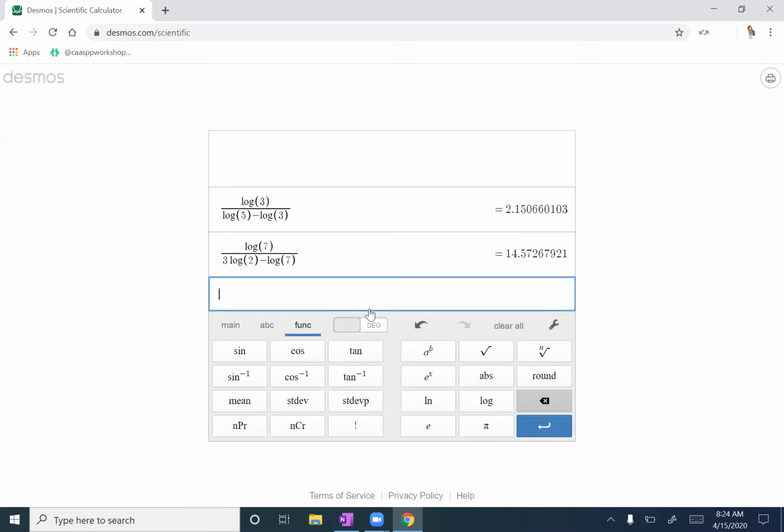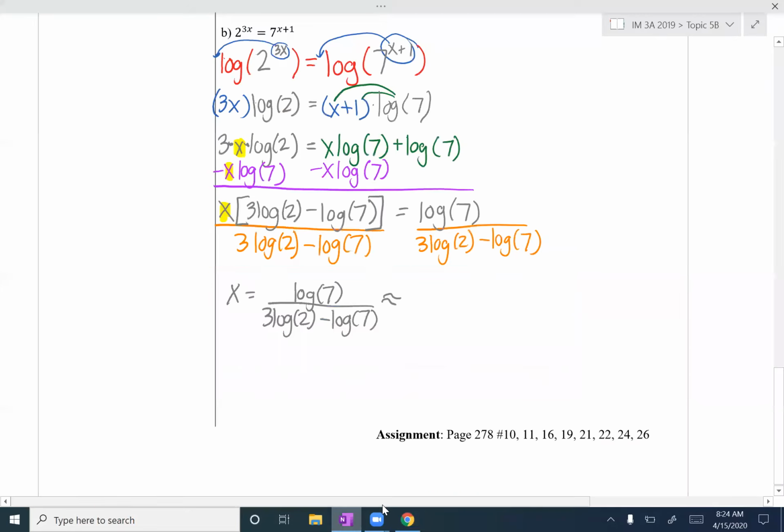14.572. We rounded to the nearest hundredth in the previous one, so let's do that same thing there. So the 7 is going to stay a 7. That gives us an estimated value of 14.57. Okay, so x is log of 7 divided by 3 log of 2 minus log of 7, which approximates to 14.57.